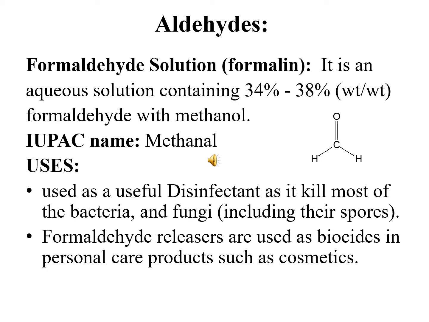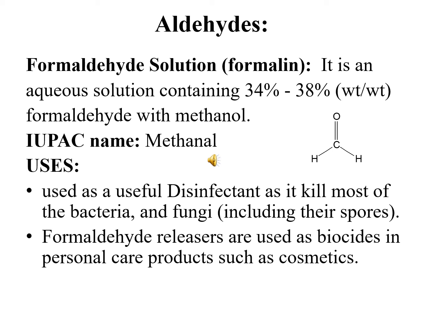The next class of antiseptic and disinfectant is aldehyde. Among aldehydes, we will mainly discuss formaldehyde solution. The brand name is Formalin. It is an aqueous solution containing 34 to 38% weight by weight of formaldehyde with methanol. The structure is very simple: a carbonyl group, C double bond O, and 2 hydrogens. The IUPAC name is methanal. For a single carbon we use the word meth, for 2 carbons eth, and for 3 prop.